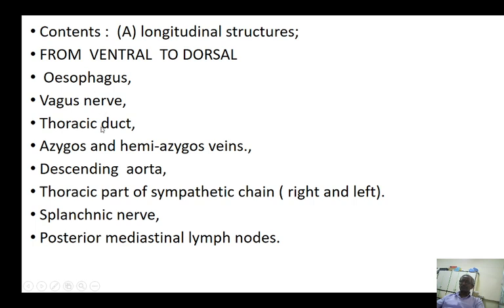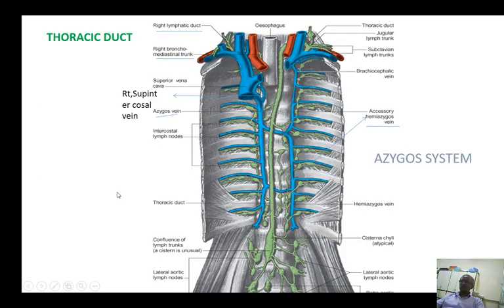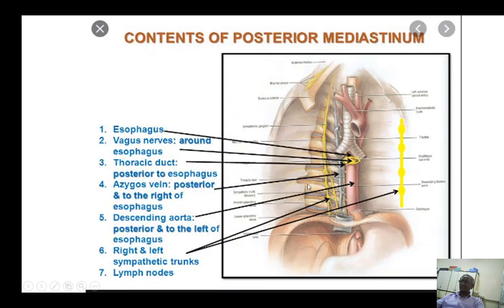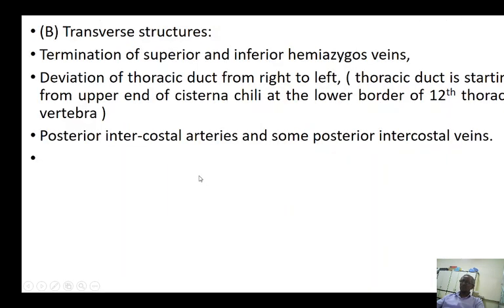Esophagus, vagus nerve, thoracic duct, azygos vein, descending aorta, thoracic part of the sympathetic chain, and posterior mediastinal lymph nodes. So here we are showing clearly the esophagus, the vagus nerve around the esophagus, then the thoracic duct posterior to the esophagus, the azygos vein posterior and to the right of the esophagus, the descending aorta posterior to the left of the esophagus, and the right and left sympathetic chains and lymph nodes.